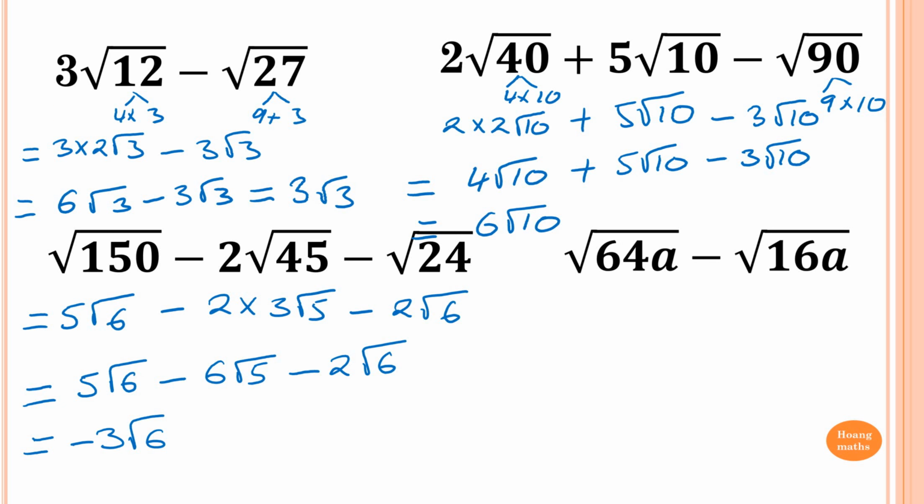Last one here. Square root of 64a minus square root of 16a. It looks like a letter inside. I'll put a numeral. Who cares? It's the same thing, right? You just simplify whatever you can. So square root 64 is 8, correct? And then square root a, I just can't do anything, I just write square root a. And minus 16. 16 is 4 squared, right? Square root 16 is 4. So 4 square root of a. There you go. And then 8 minus 4 is 4. So your answer is 4 square root of a.